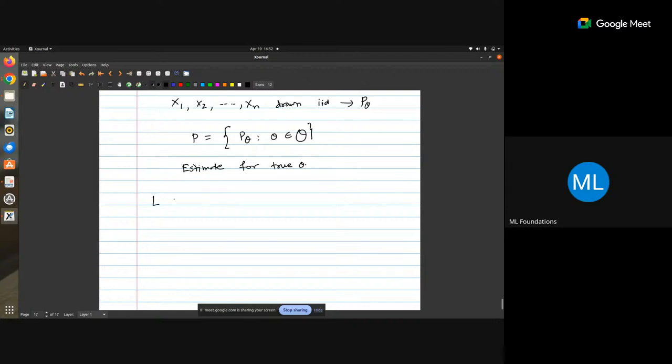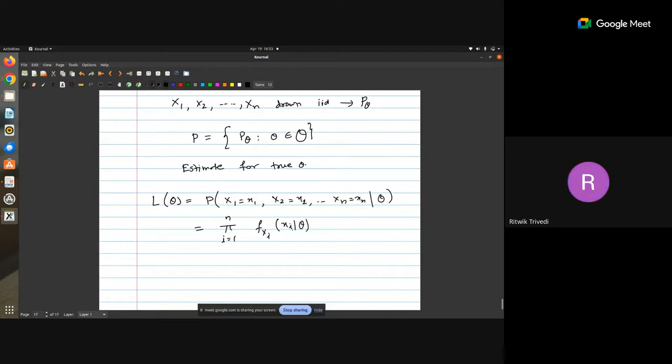Now, what is the likelihood? The likelihood of theta is the probability that X1 to Xn take the values x1 to xn, given that they come from the same theta, and this is nothing but the product of the marginals.